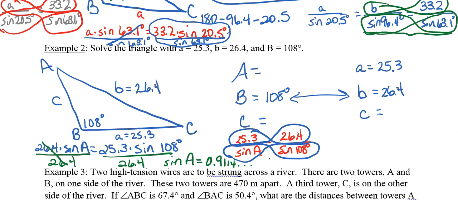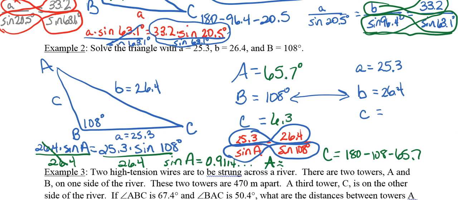I got angle A is, I'll write it up here, 65. I'm going to go one more decimal, even though the 108 is a whole number, 65.7 degrees. Since I know that that is 65.7, I can find angle C by doing 180 minus 108 minus 65.7. And I have an angle of 6.3 degrees for angle C.